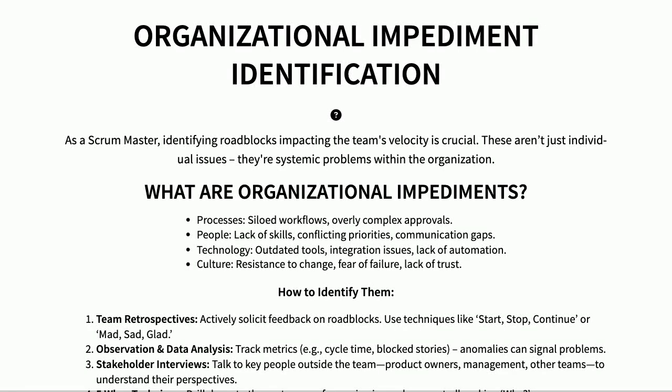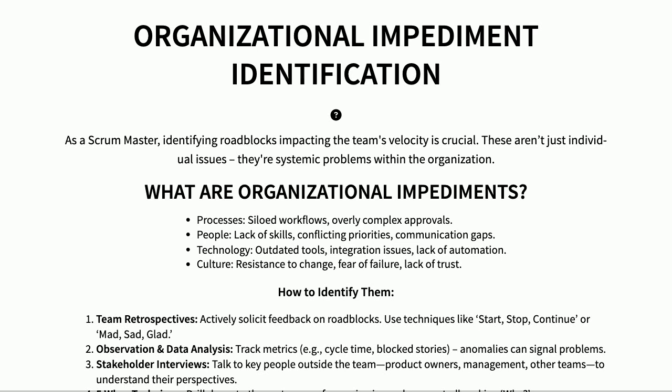Okay, let's talk about identifying those hidden roadblocks that can slow down a Scrum team. These aren't just isolated problems for individuals. They're bigger systemic issues within the organization itself. We're looking at things like complicated processes, maybe a lack of skills or clear communication between teams, outdated technology, or even cultural factors like resistance to change.